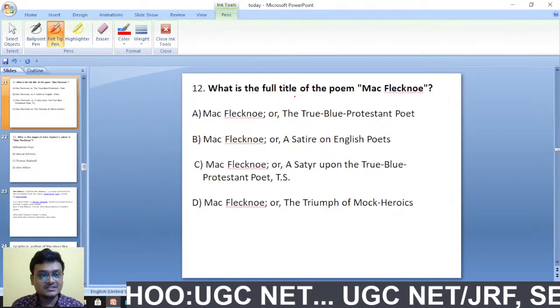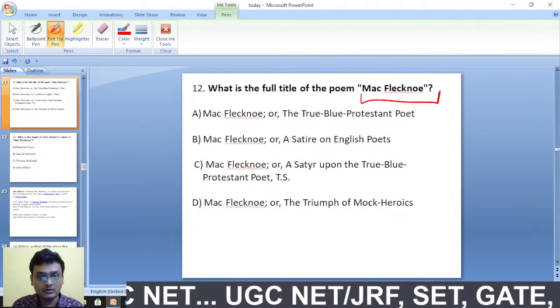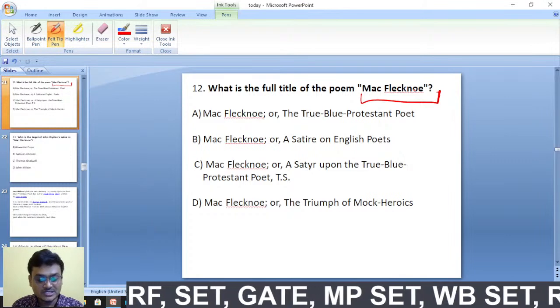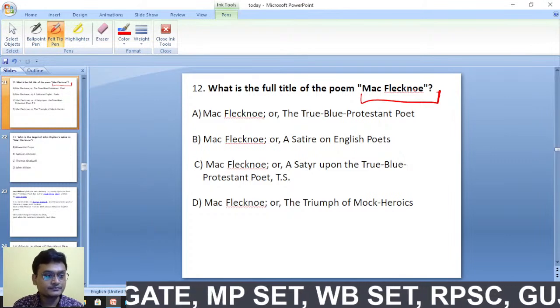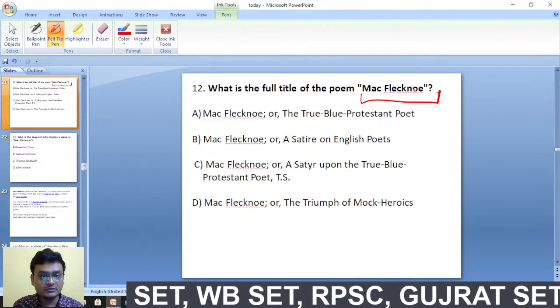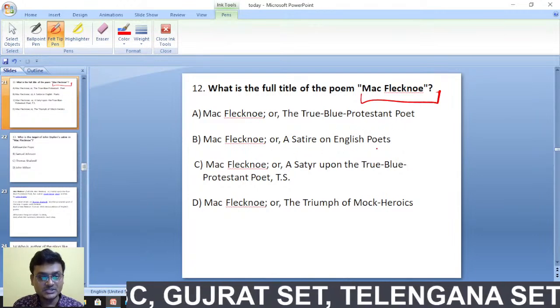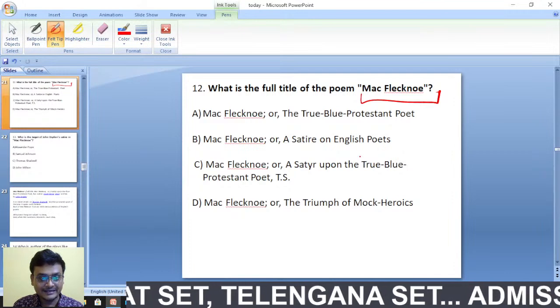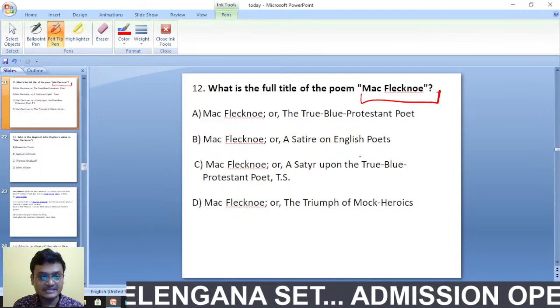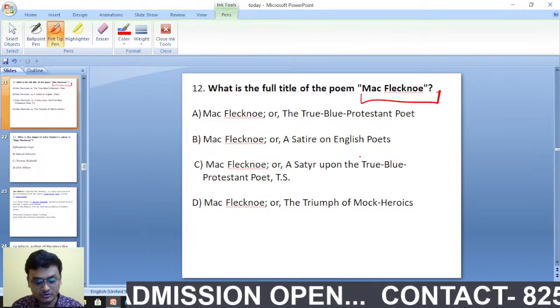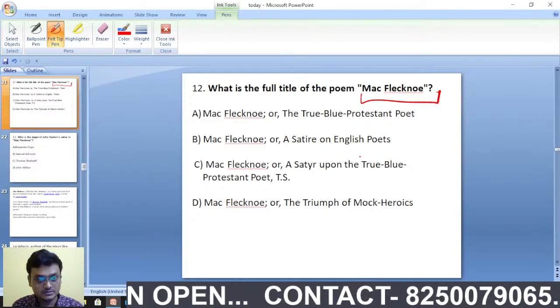What is the full title of the poem Mac Flecknoe? And who is the author of Mac Flecknoe? Options: Mac Flecknoe, the True Blue Protestant Poet; Mac Flecknoe, a Satire on the English Poets; Mac Flecknoe, a Satire upon the True Blue Protestant Poet T.S.; Mac Flecknoe, or the Triumph of Mock Heroics. What is the full title of the poem Mac Flecknoe?